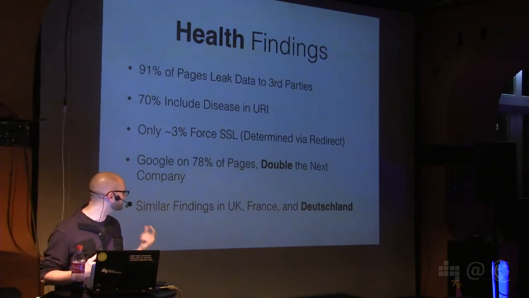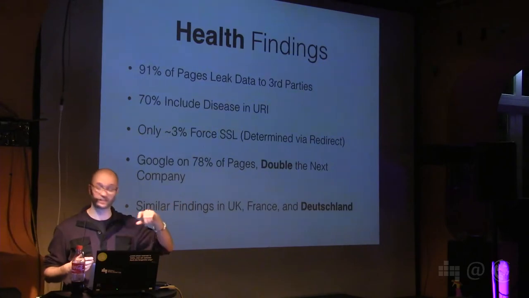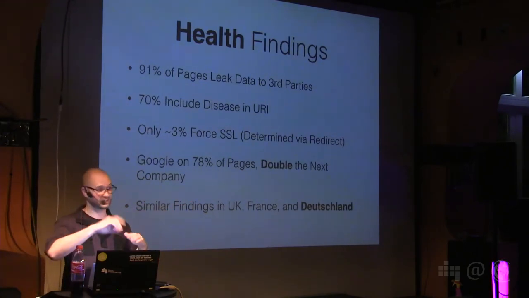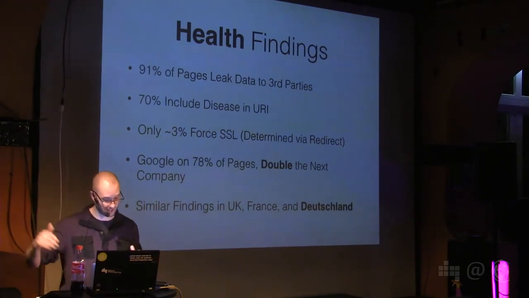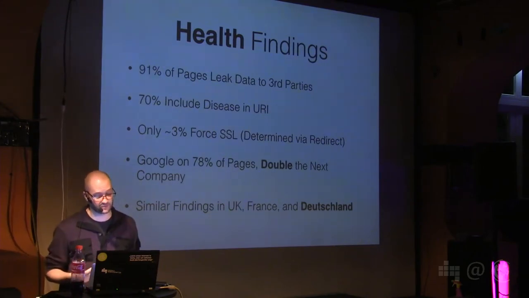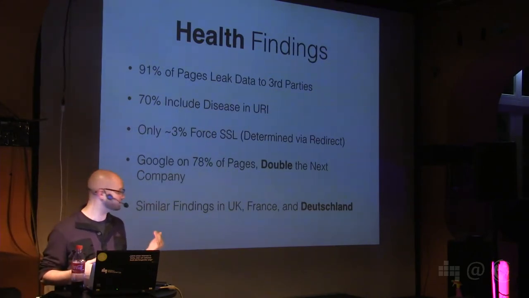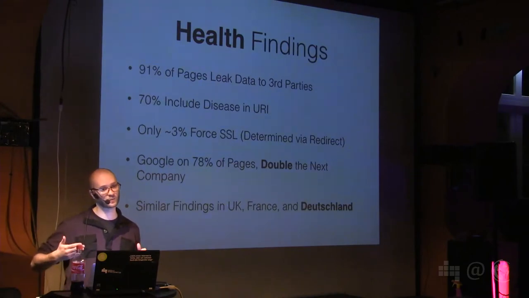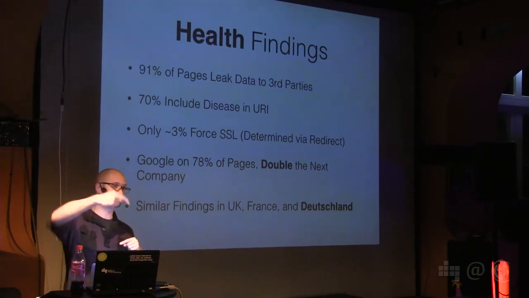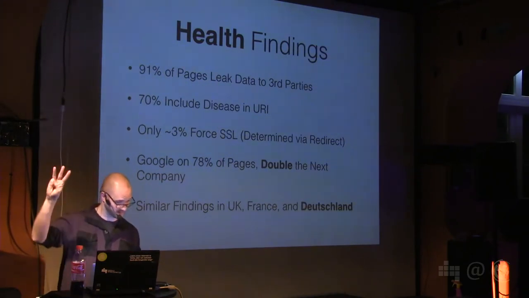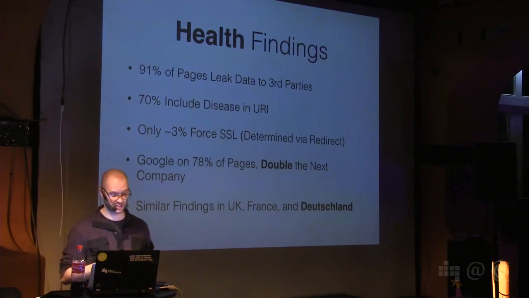70% of the URIs include a disease. It's right there. They don't have to do anything extra. It's in the log. Only 3% of pages forced SSL. What I did is load all the pages over plain HTTP and record whether they were redirected. So 3% redirected, which is shitty.